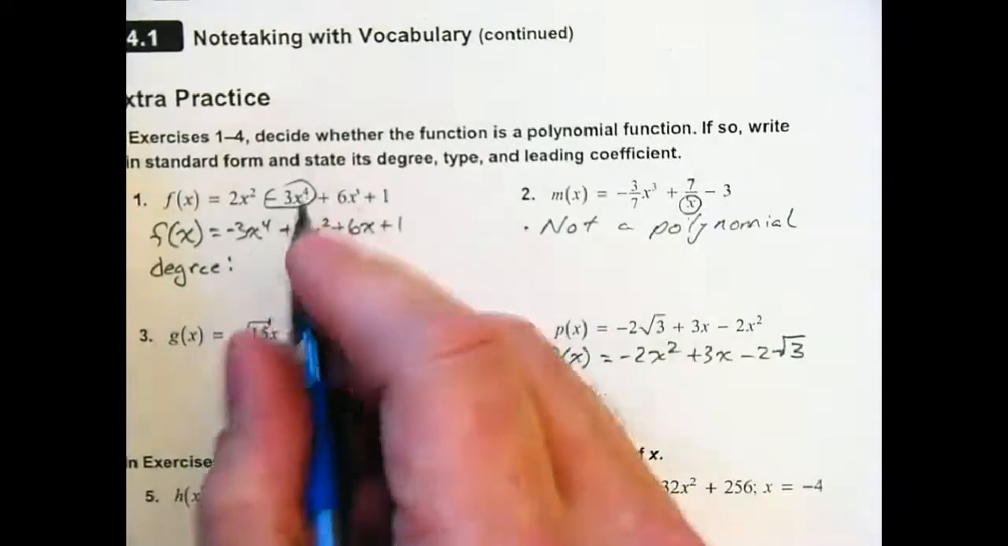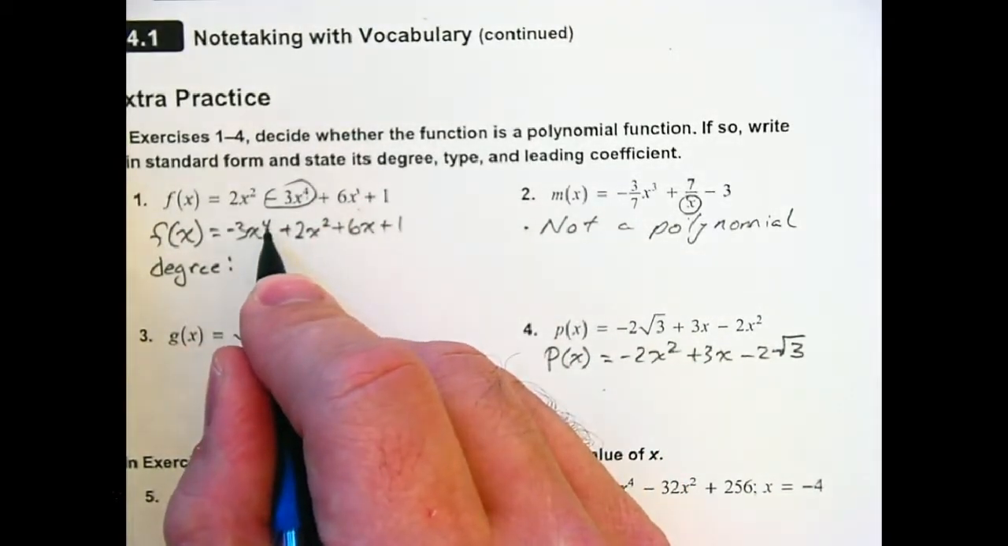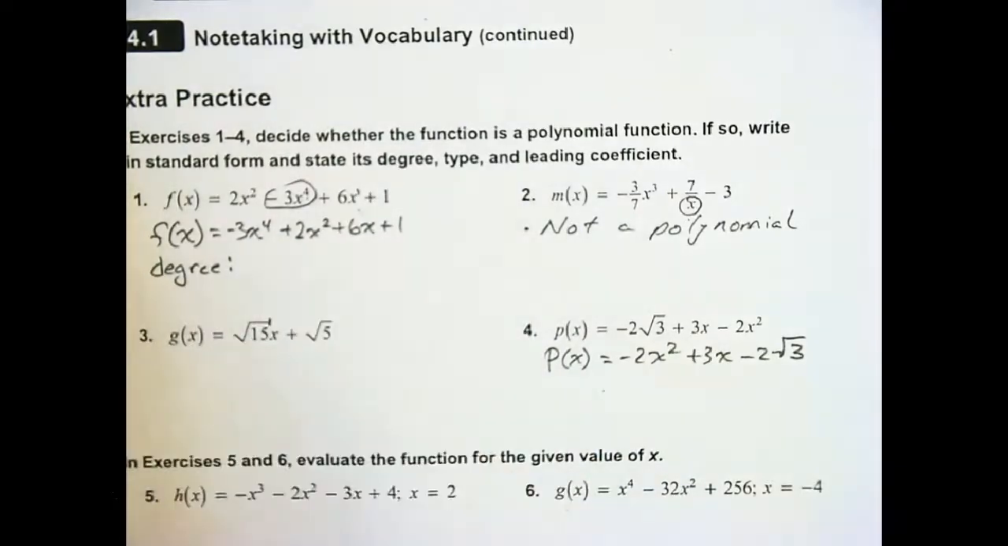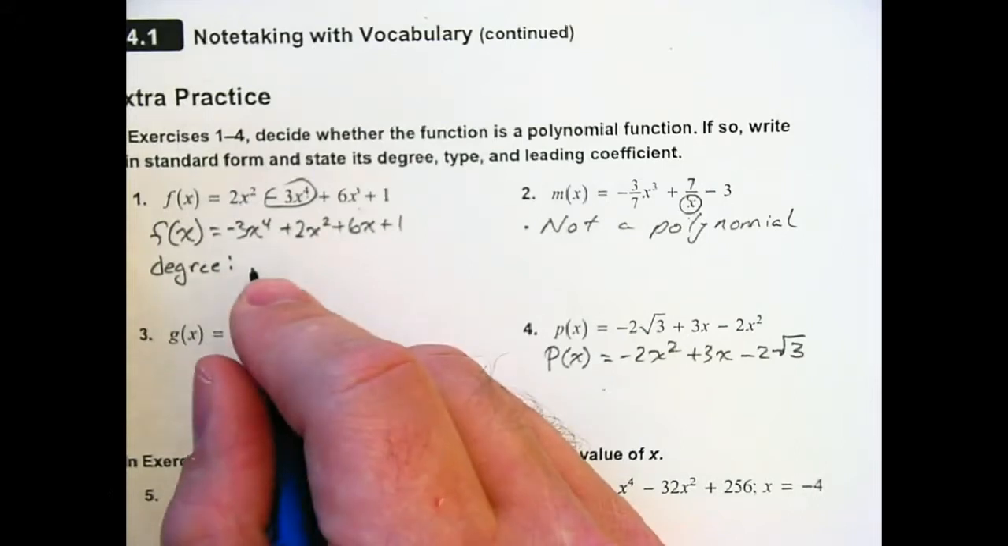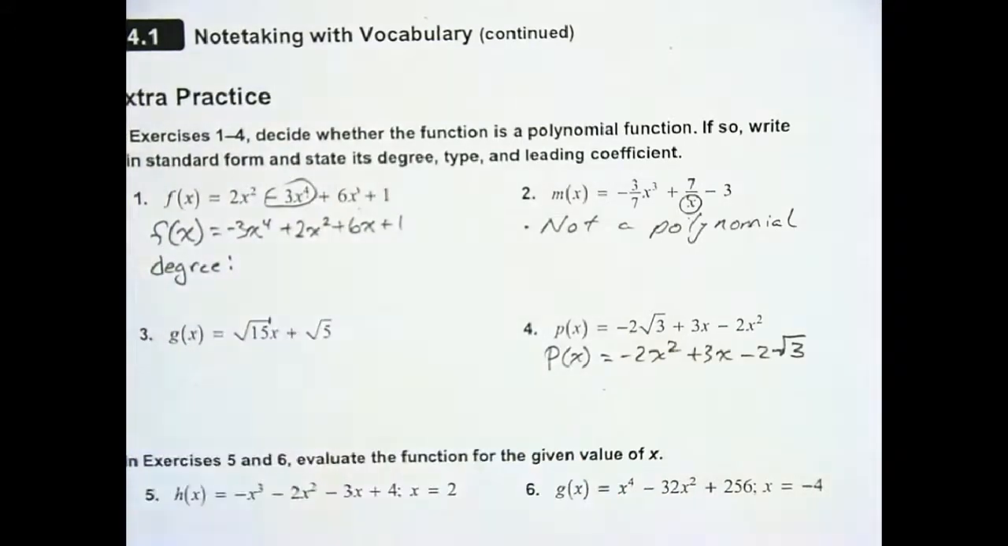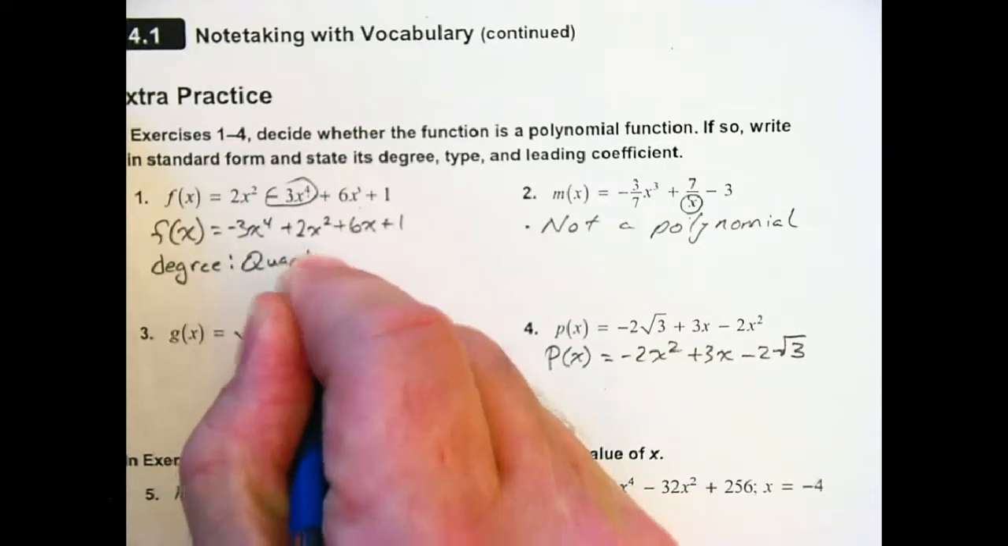Now the degree of this, this book likes us to actually name it by degree. It's a 4th degree because we look at the degree of the variable, the highest degree. A 4th degree we call a quartic. Okay, so it's called a quartic.